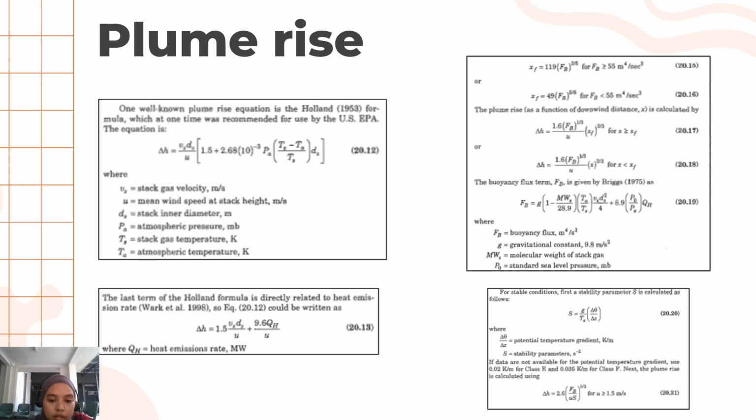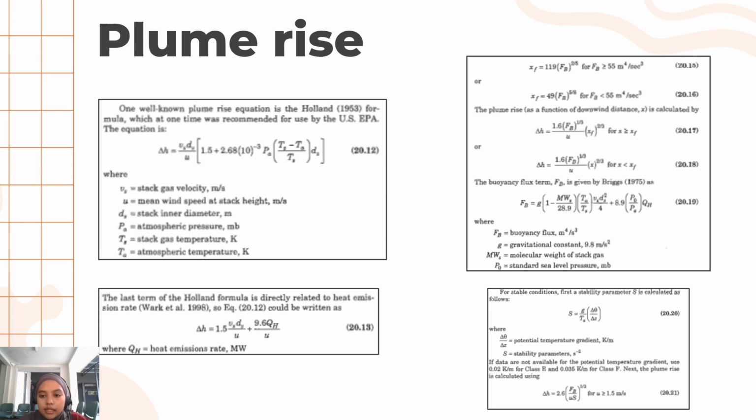So based on equation 20.12, it could also be written as equation 20.13, where QH is the heat emission rate. So next is to find the SF. Either we can use equation 20.15 or 20.16.